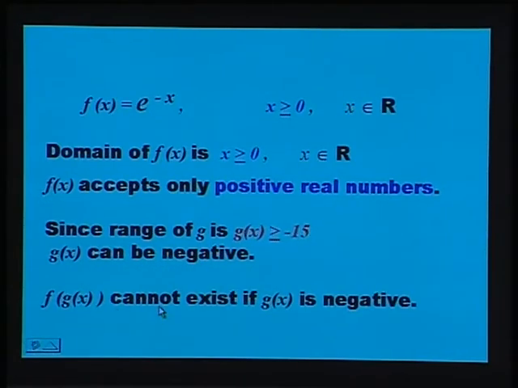But for f(g(x)), f(x) cannot accept negative real numbers. Therefore, f(g(x)) cannot exist if g(x) is negative, because f(x) accepts as input only positive real numbers. But from the graph we saw that g(x) can be negative as well. So f(g(x)) does not exist in this case.